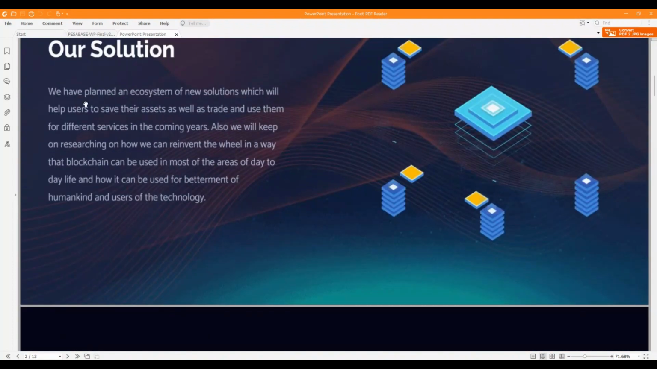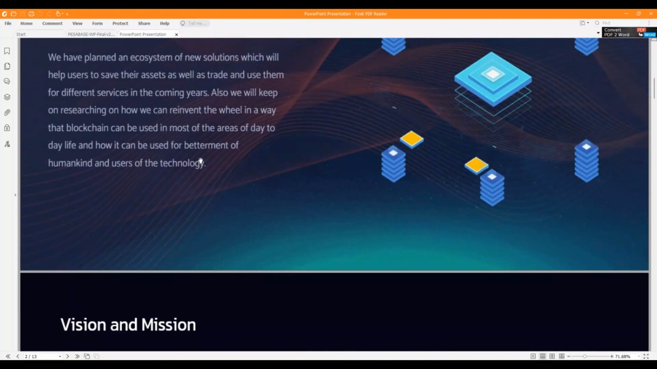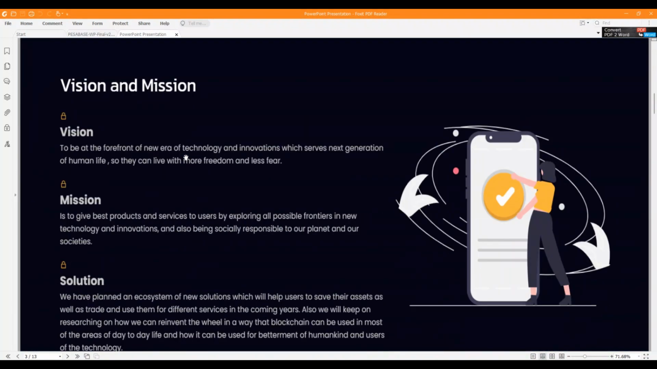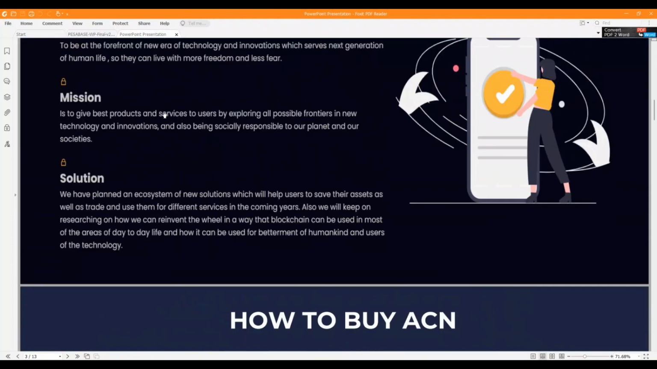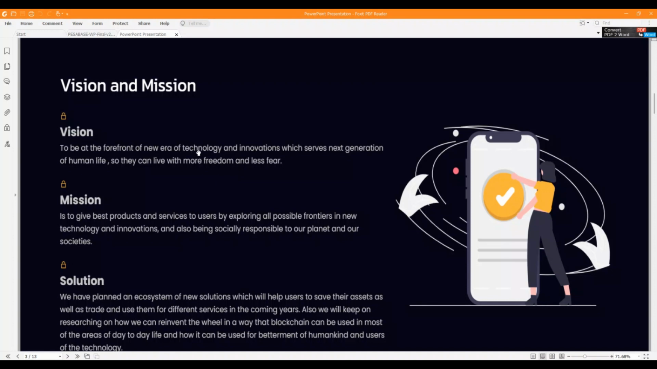We have planned an ecosystem of new solutions which will help users to save their assets as well as trade and use them for different services in the coming years. Also, we will keep on researching how we can reinvent the wheel in a way that blockchain can be used in most of the areas of day-to-day life and how it can be used for the betterment of humankind and users of the technology. Okay, that's the solution. So what's the problem? There's no problem. Now the vision: to be the forefront of a new era of technology and innovations which serves the next generation of human life so they can live with more freedom and less fear.